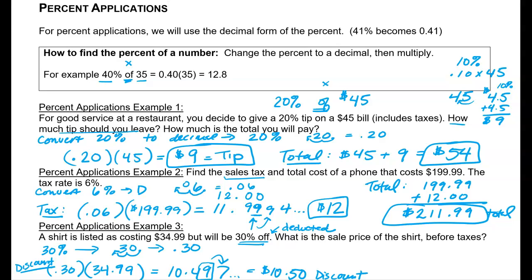That's the percentage off. And so the sale price is just going to be whatever the shirt was, $34.99, minus that discount of $10.50, and that gives us $24.49. And so that's going to be the sale price of the shirt before taxes, because we didn't do anything with tax.